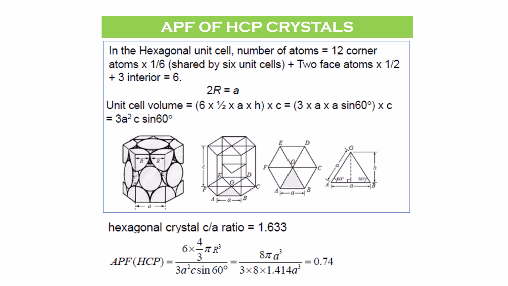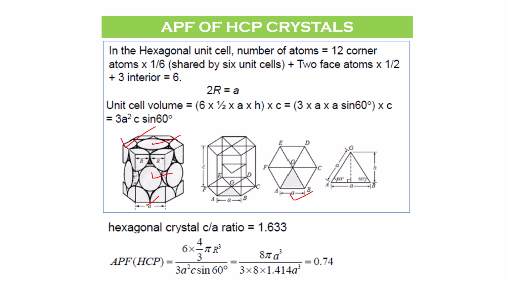Now for HCP crystals, there are 12 corner atoms, 2 face atoms and 3 center atoms. These corner atoms are shared by 6 unit cells, so 12 into 1/6, plus for 2 face atoms it is 2 into half, as they are shared by 2 unit cells, plus 3 center atoms. So it is equal to 2 plus 1 plus 3, that is equal to 6, and the relationship between A and R is A equal to 2R.